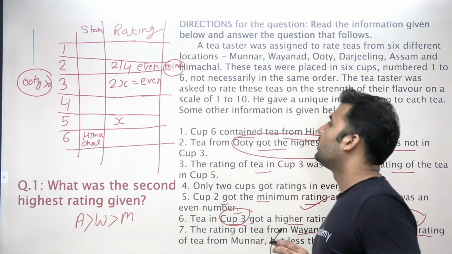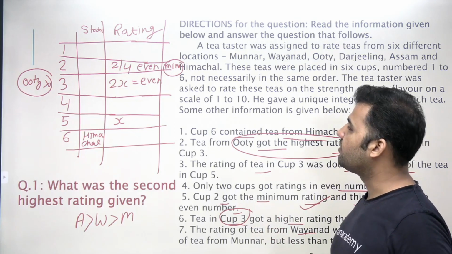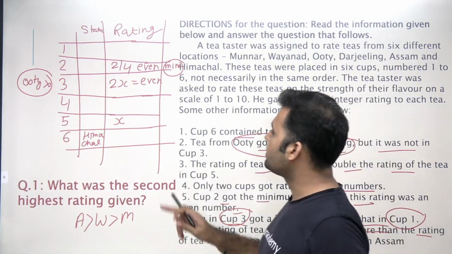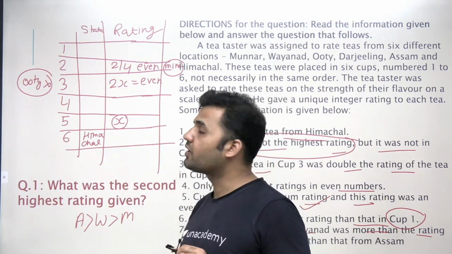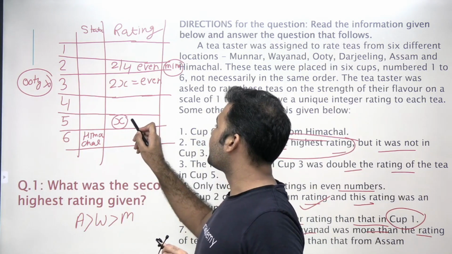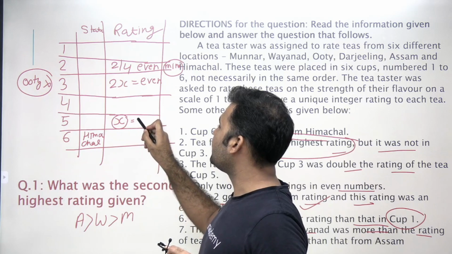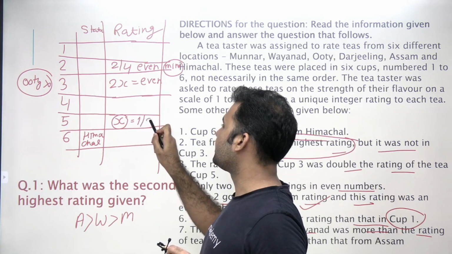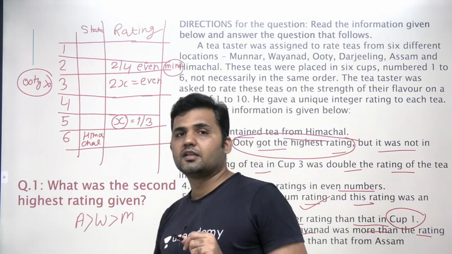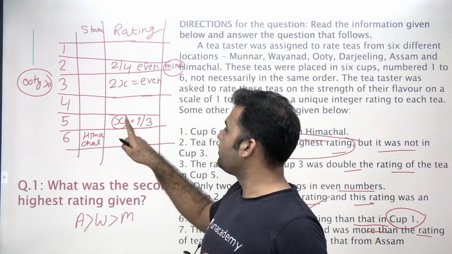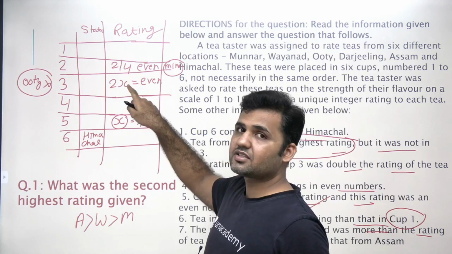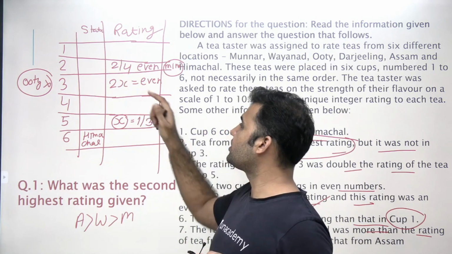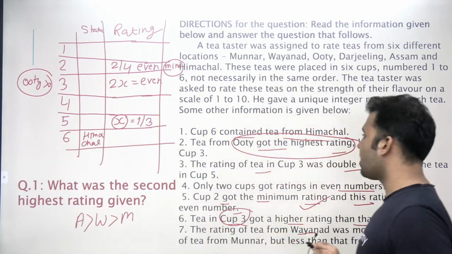Okay, now let's start filling in the information. We know that this number is definitely not an even number. If this is not an even number, then there are two possible cases here, that this number will either be 1 or it will be 3, right? Why can't it be 5? Because if you take it as 5, then this will be 10, and if this is 10, this will be the highest rating. But it is specifically mentioned that the highest rating is not in cup number 3.